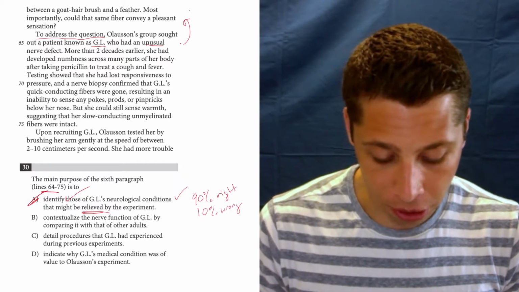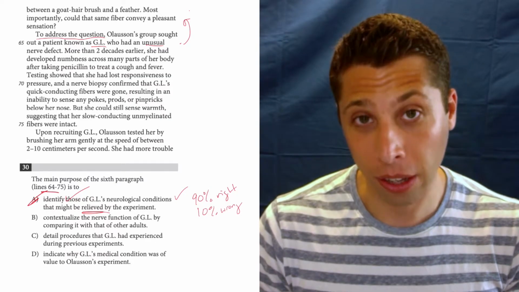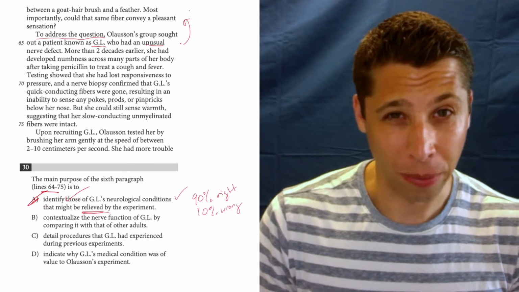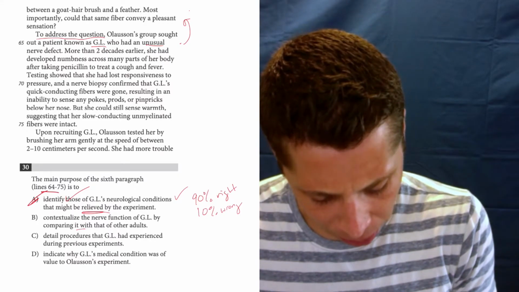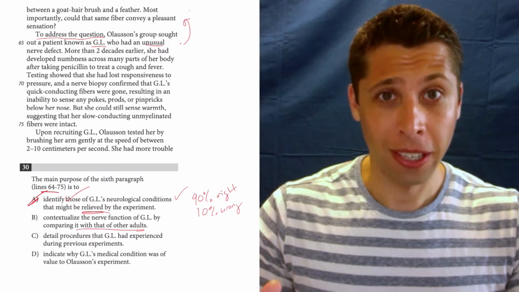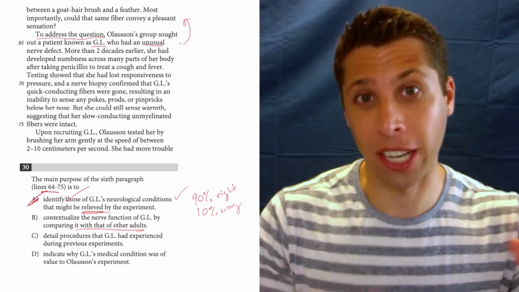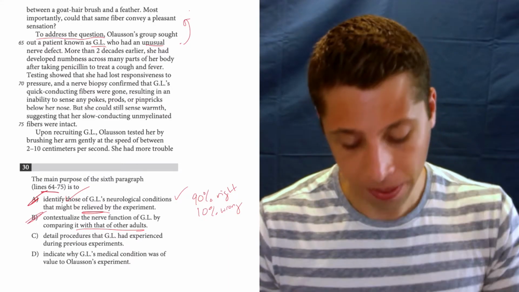Contextualize the nerve function of GL by comparing it with that of other adults. Well, the first part of this I don't really understand. What does it mean to contextualize her nerve function? I don't know, but they're not talking about other adults. They're talking about GL. This whole paragraph is GL, GL, GL. So wrong. 10% right there.